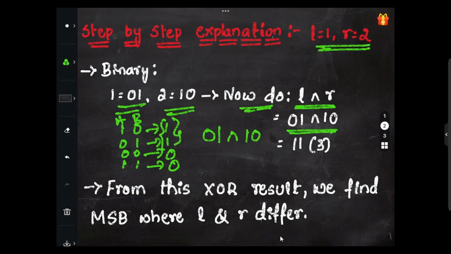So in this case, we have 0 1 and 1 0. So this will be 1 1. When we convert this to a number, it will be 3, right? So we have got the output 3.